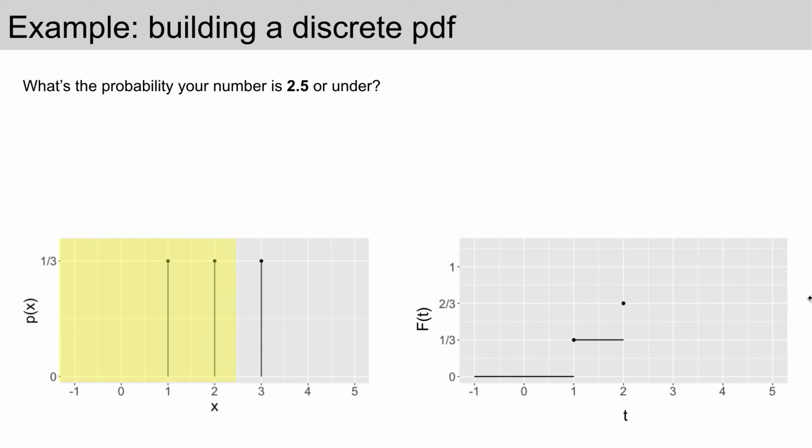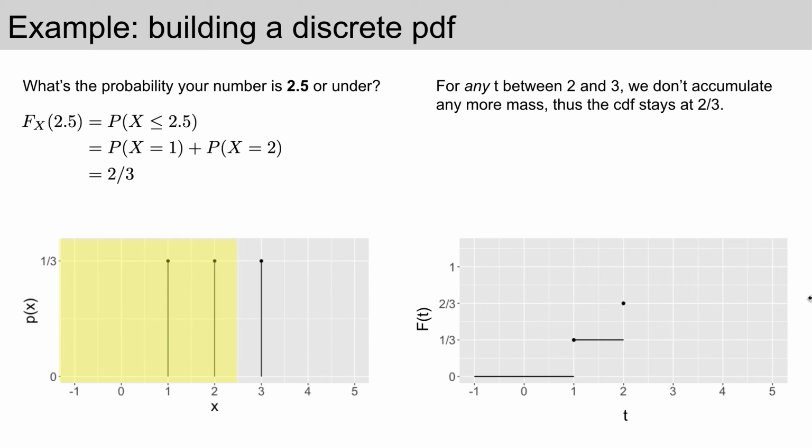Moving along, consider what happens between the numbers 2 and 3. For example, what's the probability that your randomly selected number is 2.5 or under? This can still only happen when x equals 2 or 1, and this has a total probability of 2/3. Thus, just as was true for t values between 1 and 2, we don't accumulate any new mass between 2 and 3. Thus, the CDF remains flat at a height of 2/3.